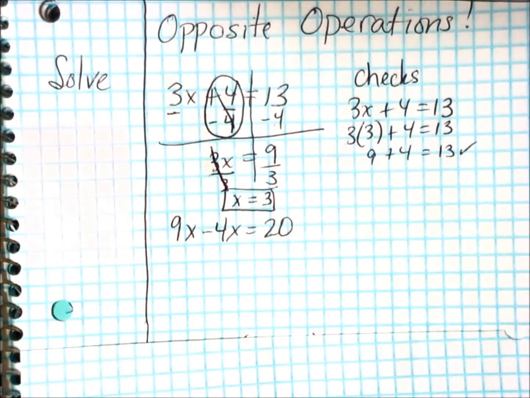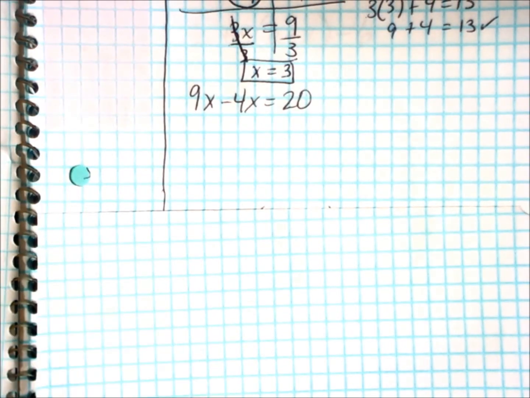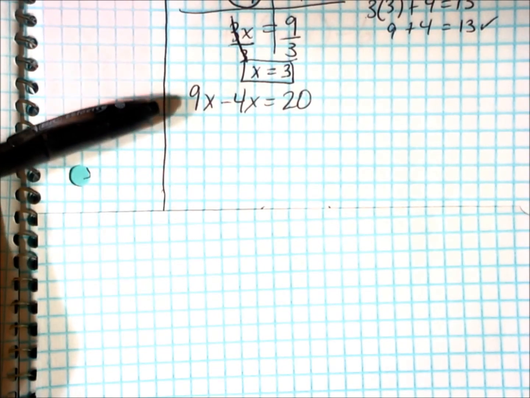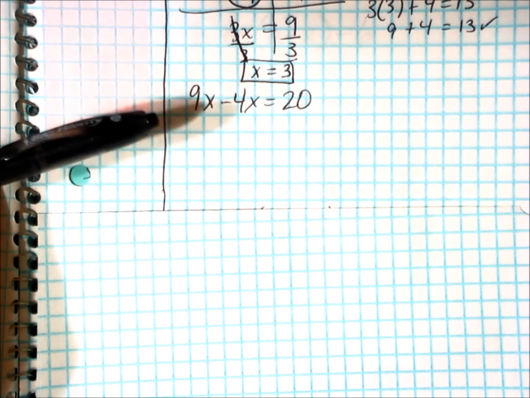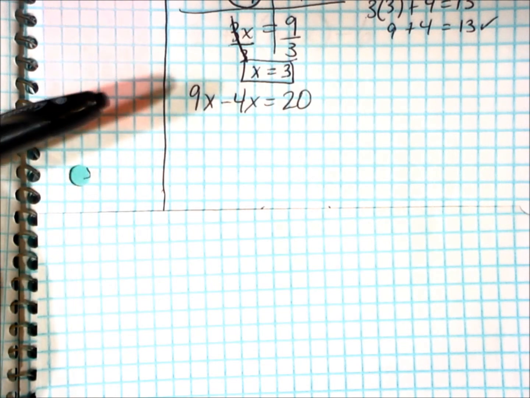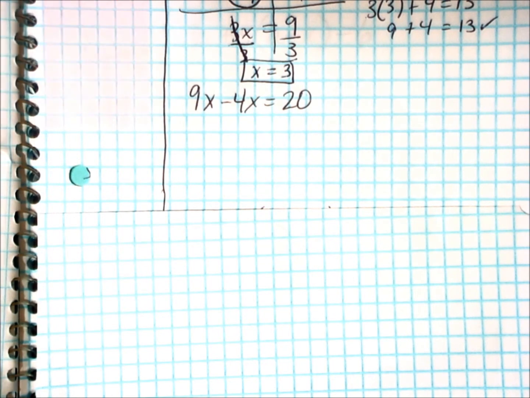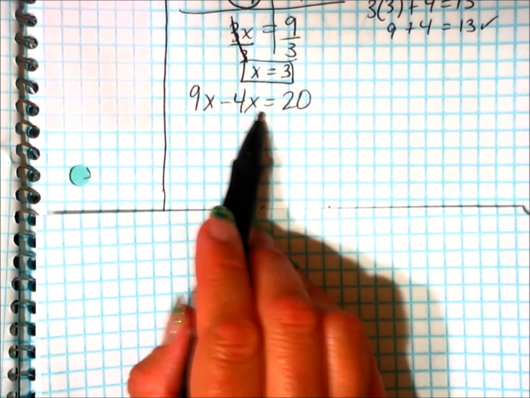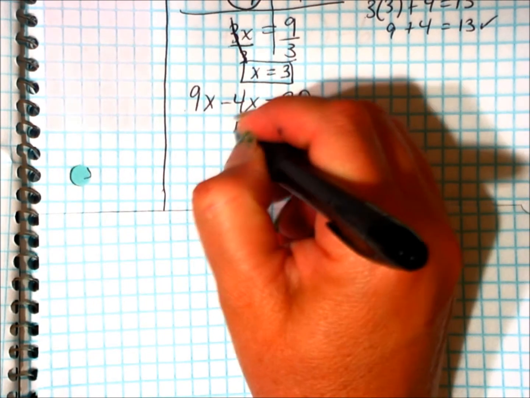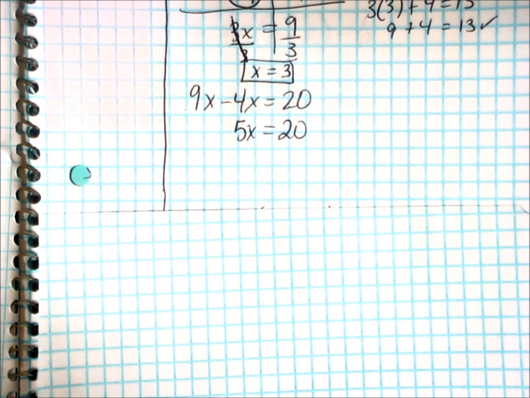All right, so let's do another one. When you look at this problem, you should notice that we have two like terms. If they have the same variable but different numbers, they're similar, kind of like your brother or your sister and you. You have some things that are similar, but other things that aren't. So they have the x that's similar, and so I know I can take 9x minus 4x, and I get 5x. So now I'm looking for opposite operations.